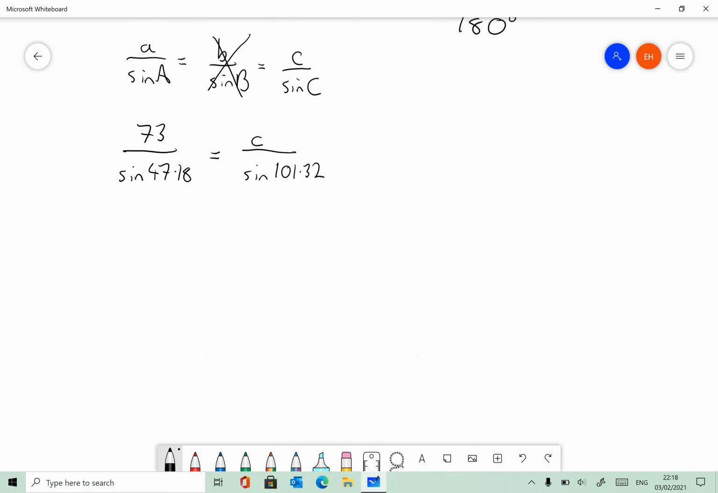So I then come along and I turn my sine, cos, and tan, all that sort of stuff, into numbers. Sine of the answer, so I get 0.9805 there, and I get 47.18 equals 0.7335. So again, I have one fraction equaling one fraction.